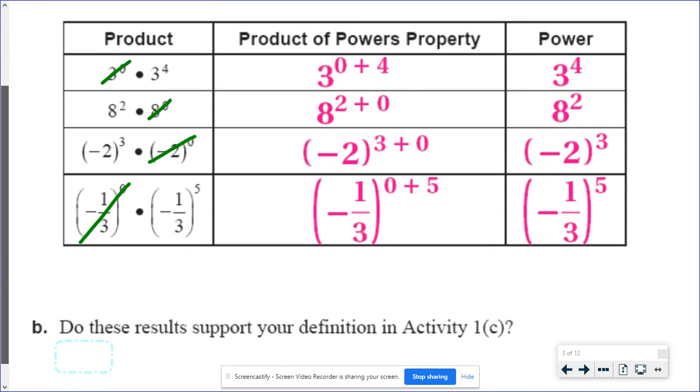So this says, do these results support your definition? We just said anything to the 0 power is equal to 1. So yeah, that does support it.